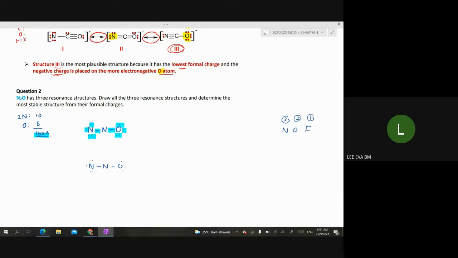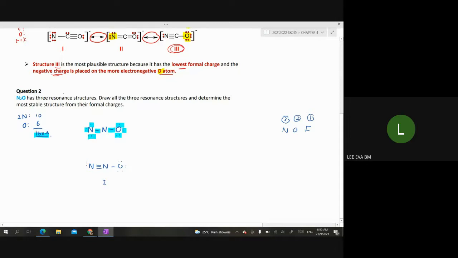Borrow the surrounding atoms' lone pair to build multiple bond. So similar like just now, I borrow one of the pair, I build double bond. The center nitrogen is not yet octet. Then I borrow another one to build triple bond. So this is my first resonance structure.